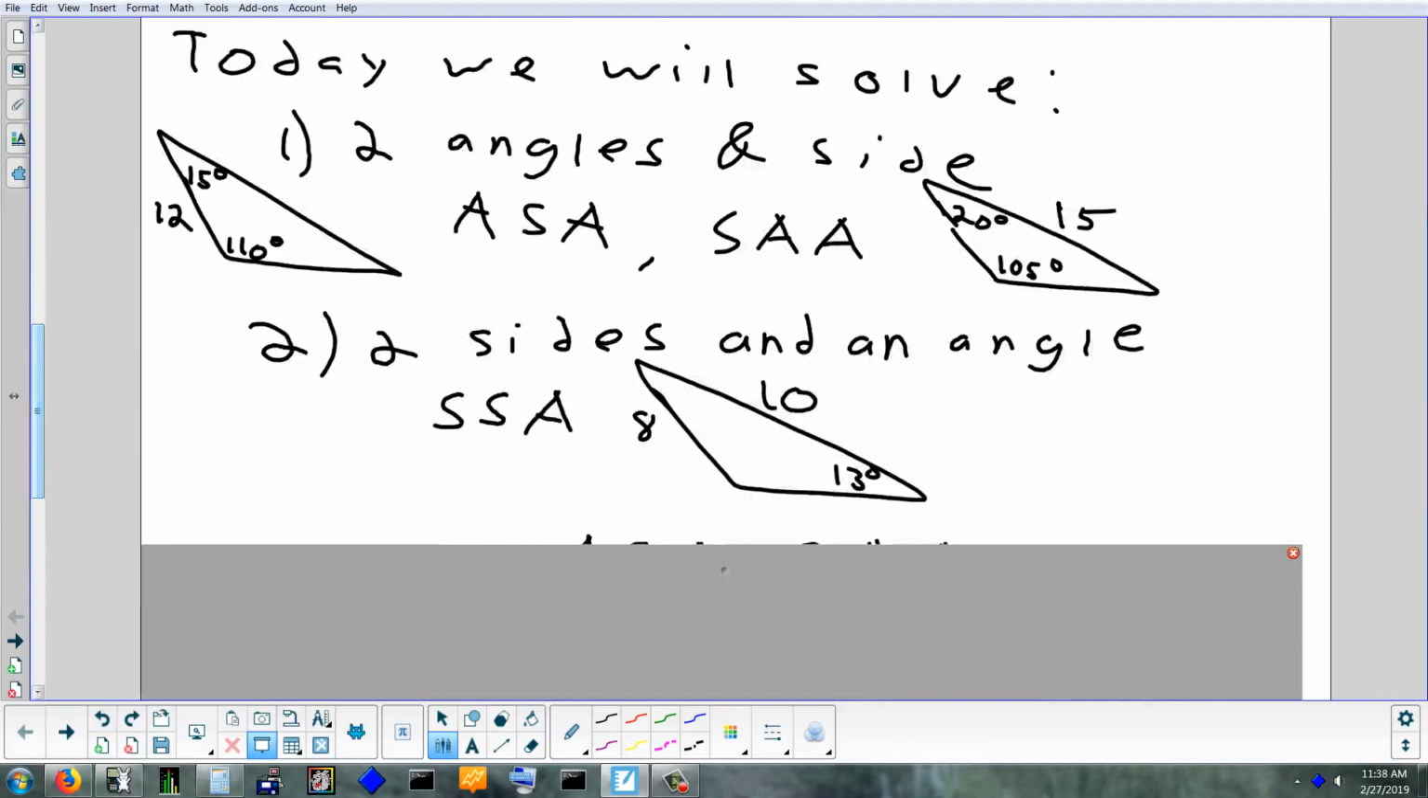So if you're looking, there's two arrangements of letters that you don't see up here. Side-side-side is not listed up here. Side-angle-side is not listed. The reason they're not listed is because you can't do them with what I'm teaching you. You can do them with what's called the law of cosines. Okay. Today we're just doing law of sines. We'll look at those two some other time.